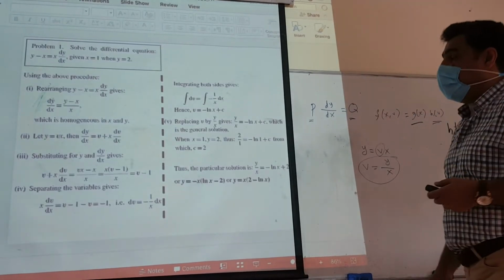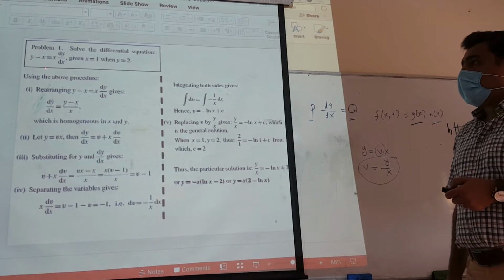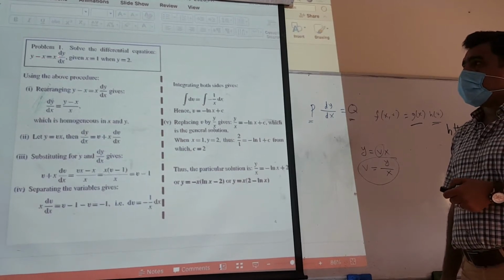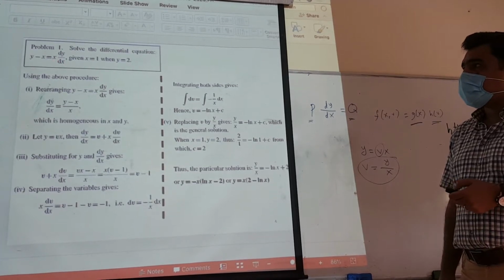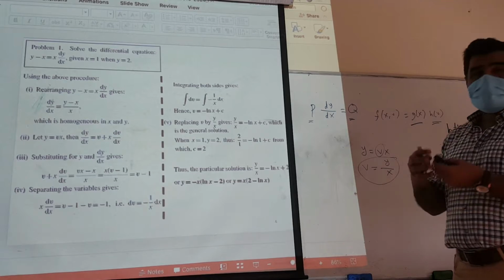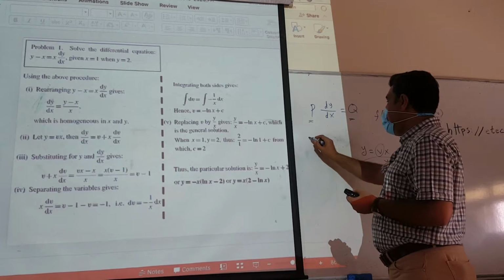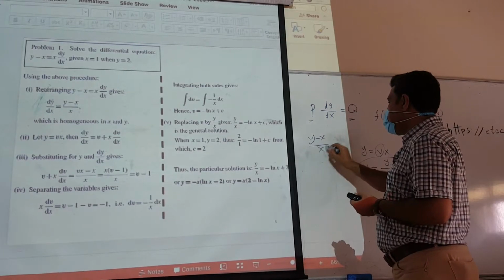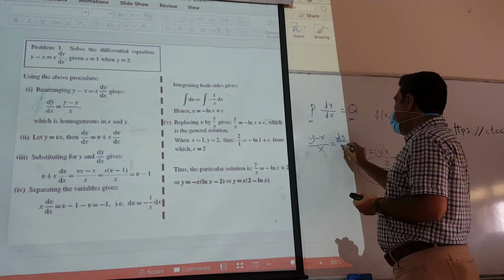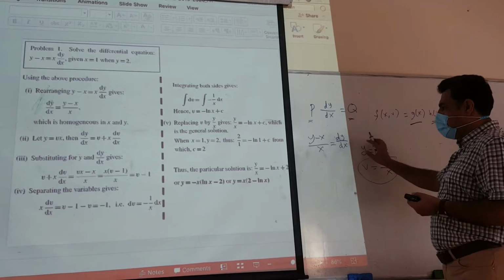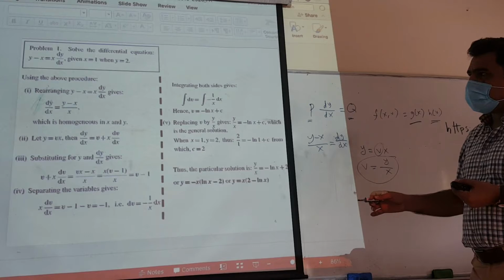Okay. Now, an example. We have an equation here, y minus x, and here we have x dy over dx. Can we separate this? You see, you have y minus x over x is equal to dy over dx. Can you put the x on one side and y on one side? Is it possible?